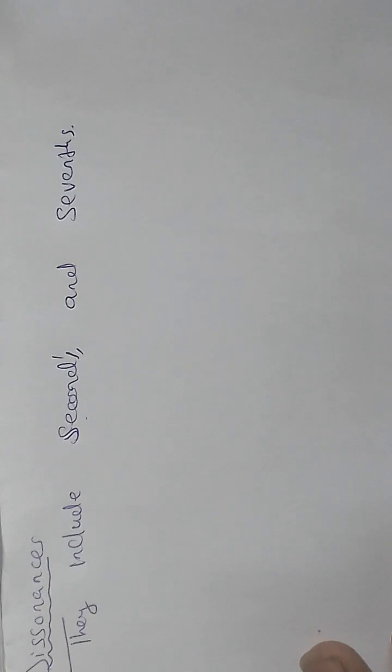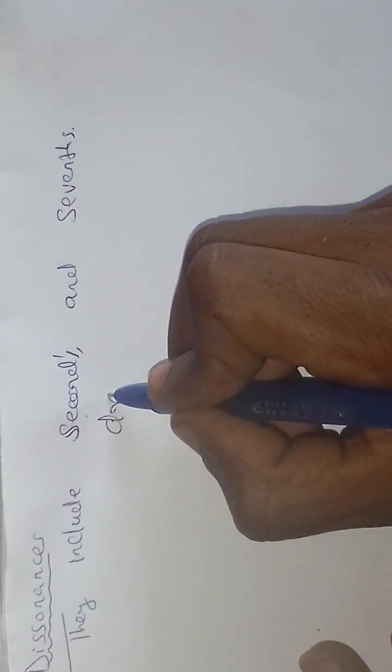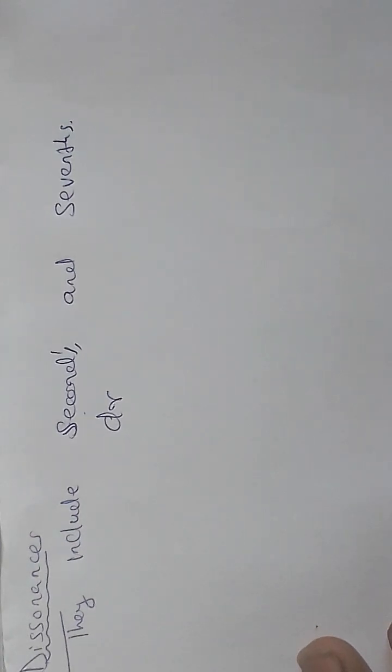That's why in the example, we saw that the interval of a second resolved to a third. Again, don't worry about the resolutions. The point is, all the seconds and sevenths form what we refer to as dissonances.